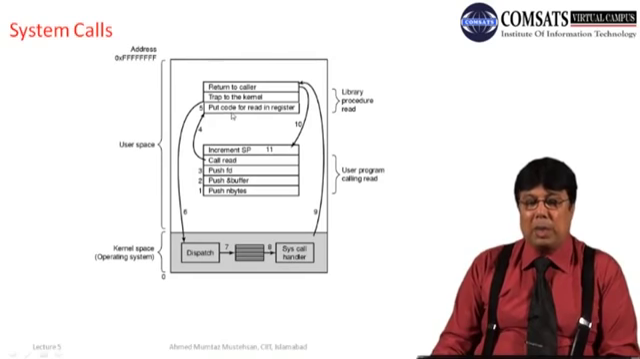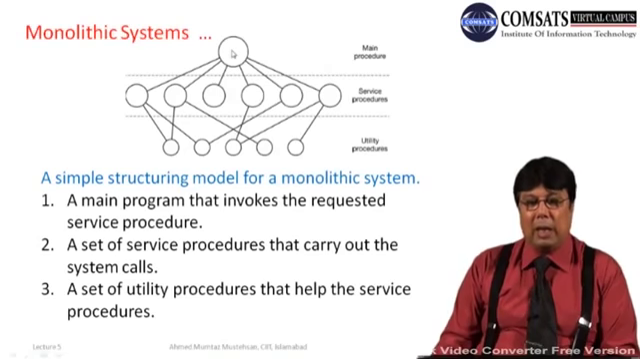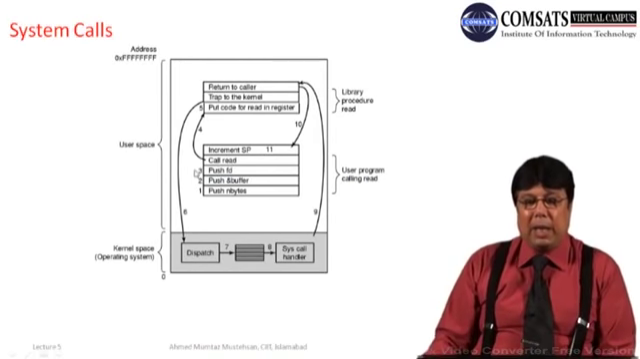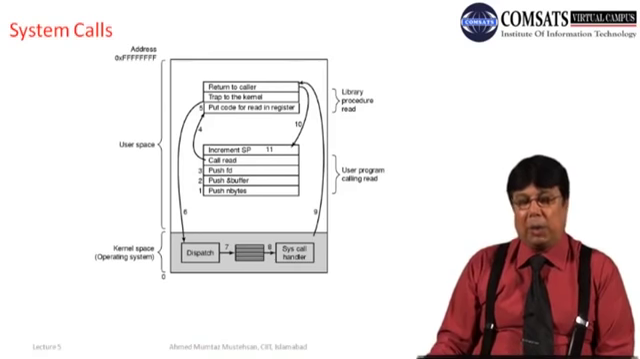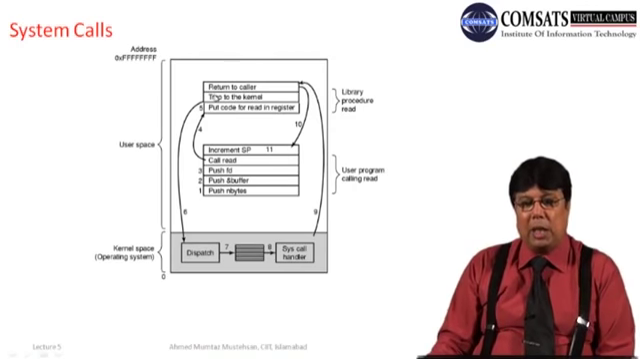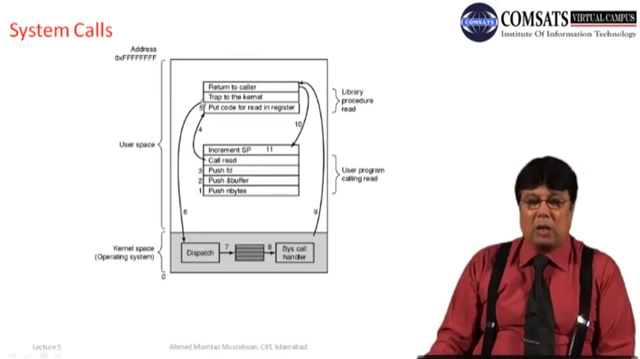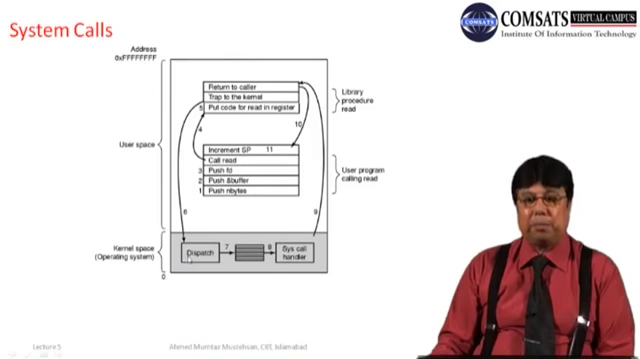This service procedure is basically embedded in the library procedure. So assume, going back to the previous slide, that this user program has requested a service procedure. How is it doing that? Basically, it is calling the library procedure. You can assume that this library procedure is the service procedure. And this library procedure puts the code for read in the register, because it is intelligent and knows how to call the utility procedure or the system call. Then it executes the trap instruction that transfers the control from the user address space into the kernel address space.